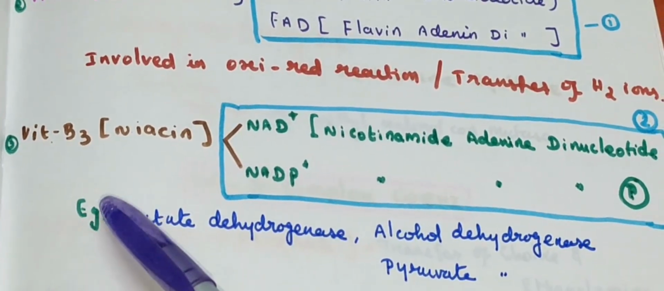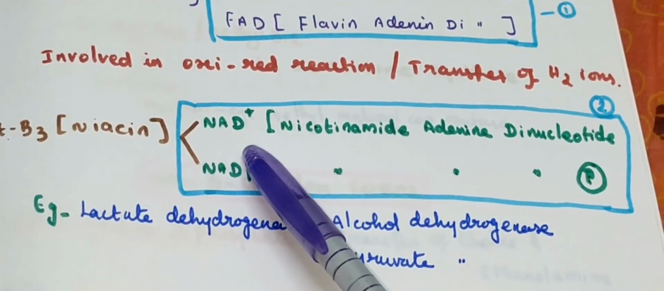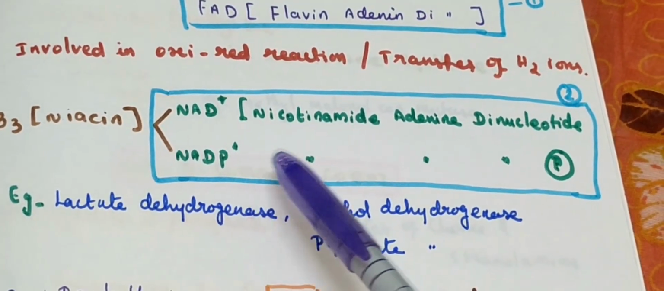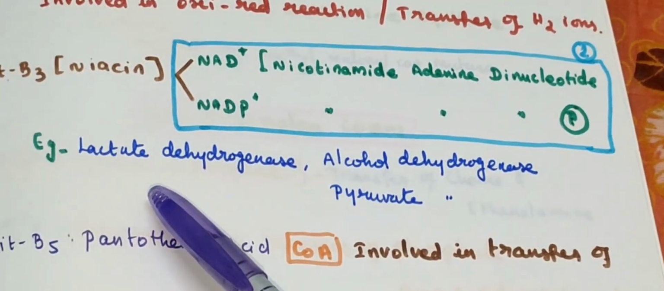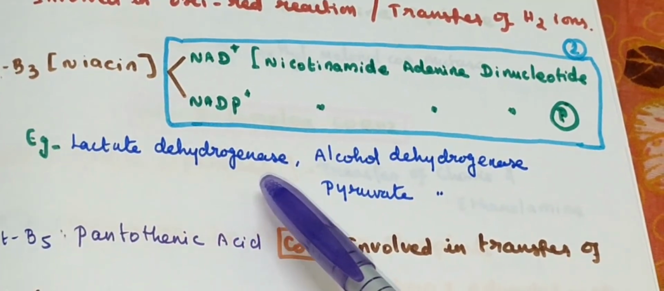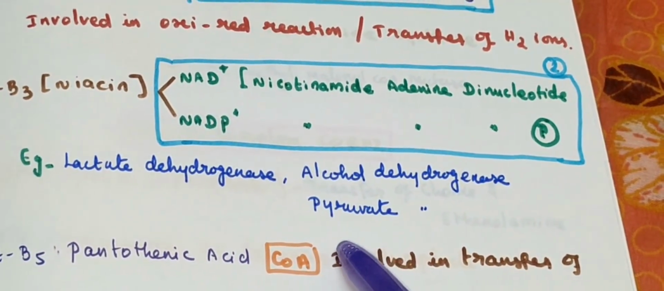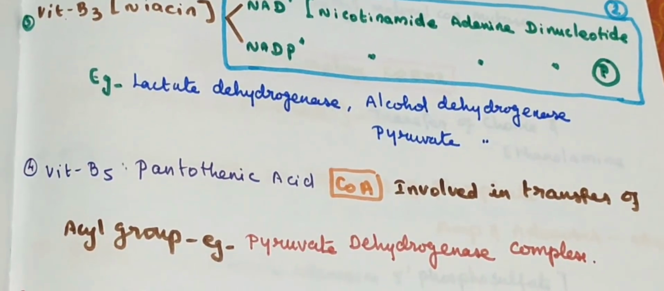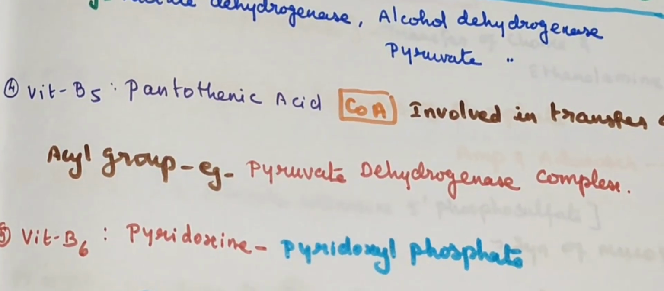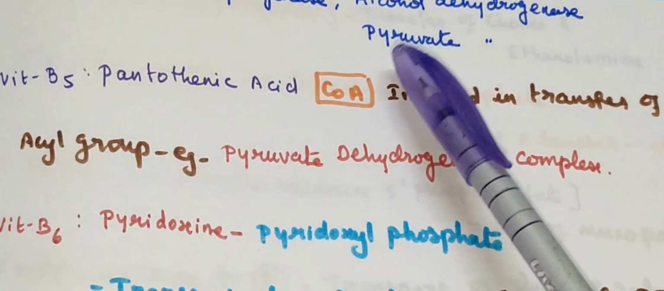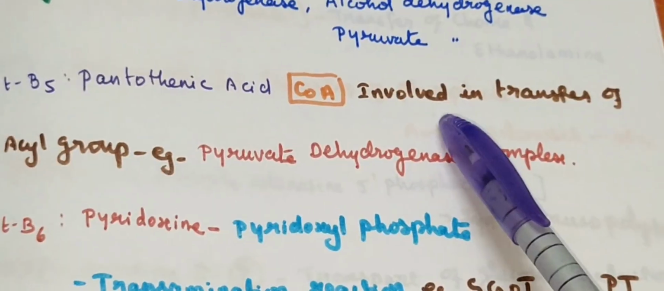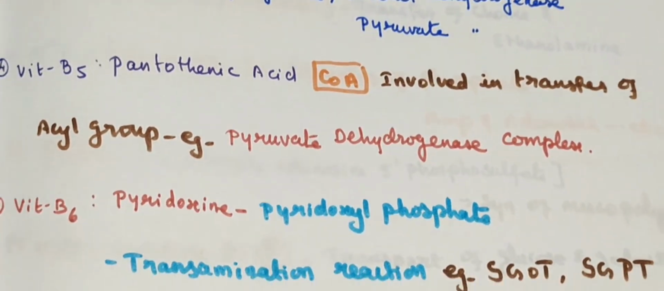The third one is vitamin B3, niacin, with NAD plus and NADP plus, which are all coenzyme forms. Examples are lactate dehydrogenase, alcohol dehydrogenase and pyruvate dehydrogenase. Then vitamin B5, pantothenic acid, where coenzyme A is the coenzyme form. It is involved in transfer of acyl group.